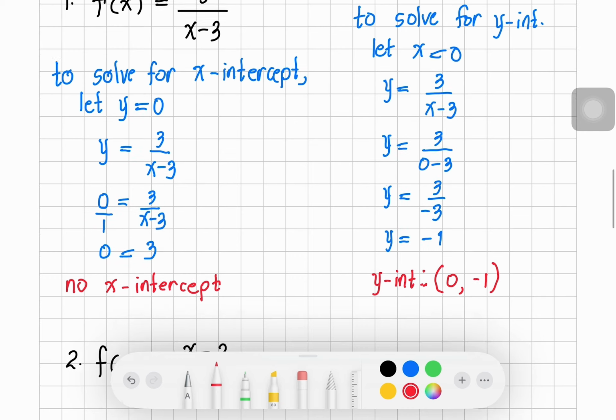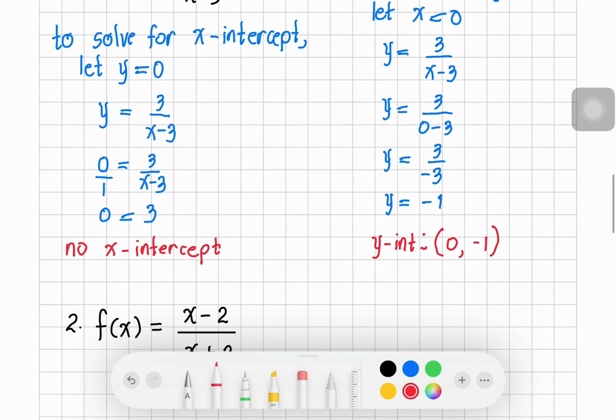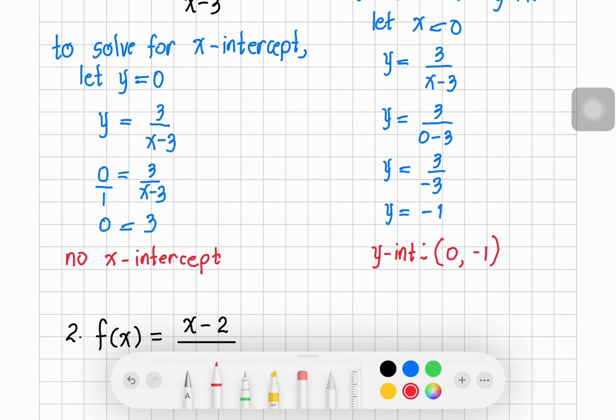Now, moving on to our example number 2. So, we have f of x equals x minus 2 all over x plus 2. So, the procedure we will do is the same. Okay? So, we say there, to solve for the x-intercept, let y be equal to 0.